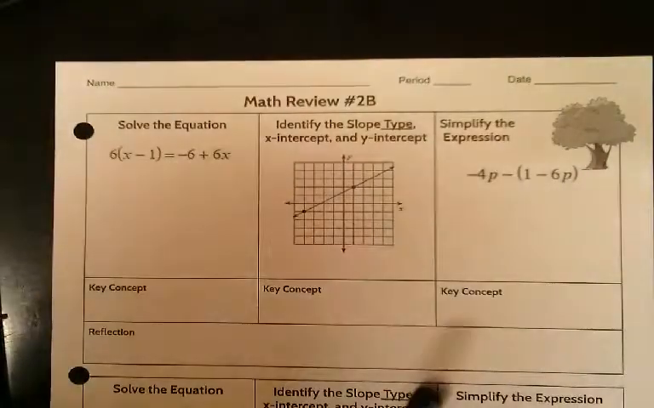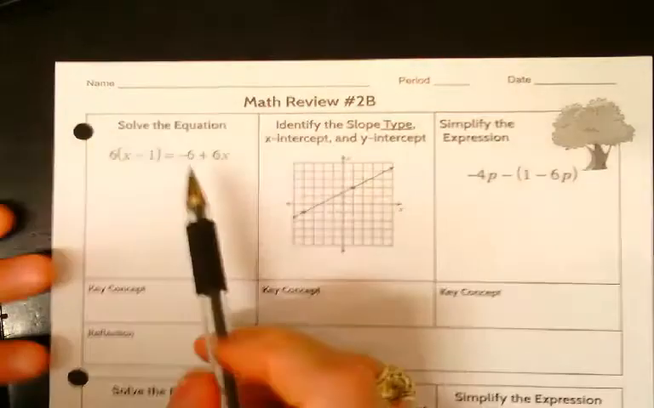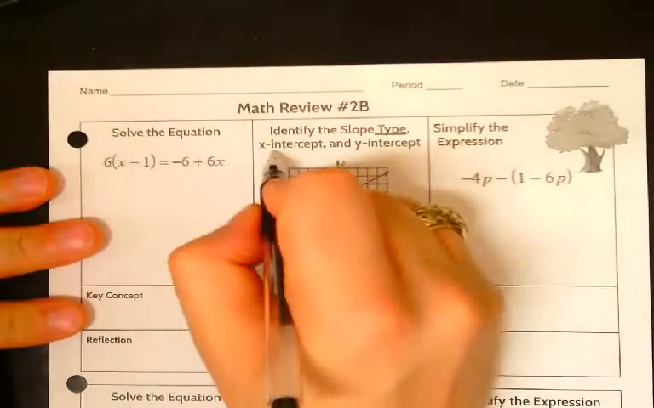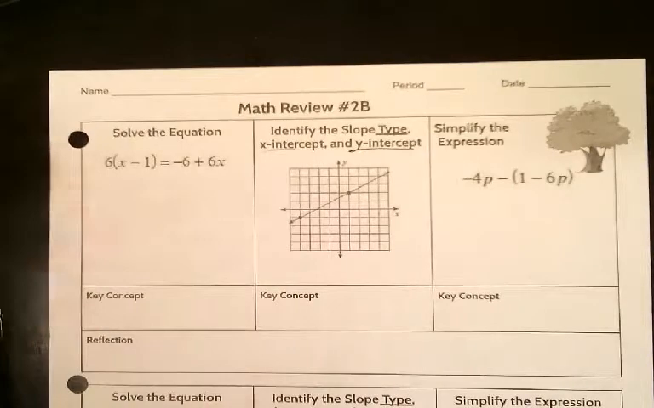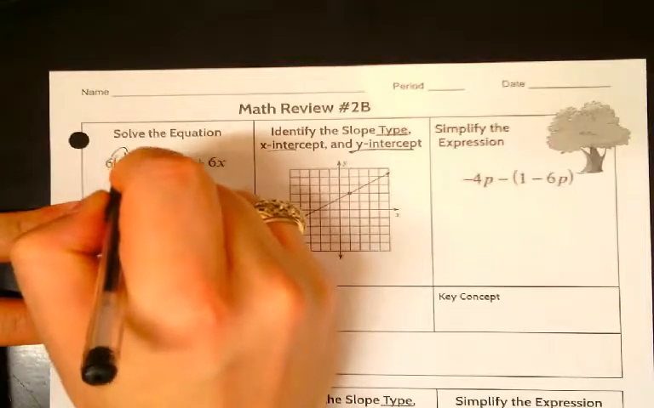Okay, so for today's math review, we have the same stuff as last week. Solve the equation, identify the slope type, x-intercept, y-intercept, and simplify the expression. Now, first we'll do the solving the equation. So we're going to distribute first.